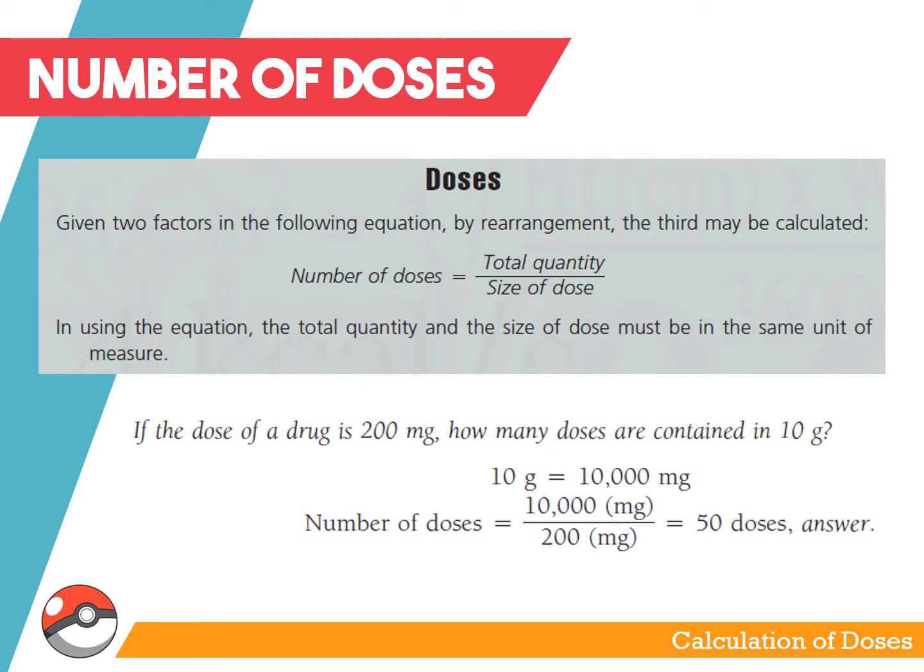So since one is in milligrams and the other is grams, you may choose to convert milligrams to grams or grams to milligrams. So in this example, grams was converted to milligrams. So we have 10 grams times 1000 is equal to 10,000 milligrams. So the number of doses is equal to 10,000 milligrams divided by 200 milligrams. So the answer is 50 doses.